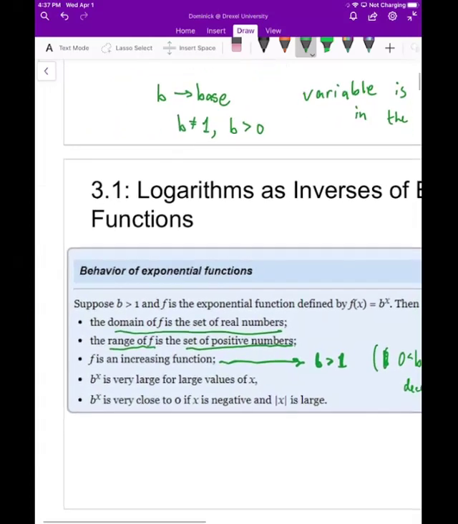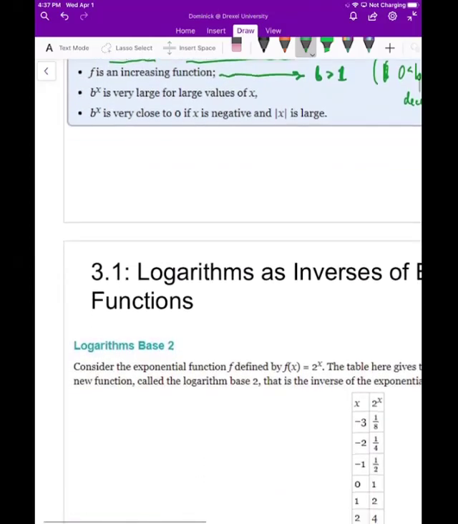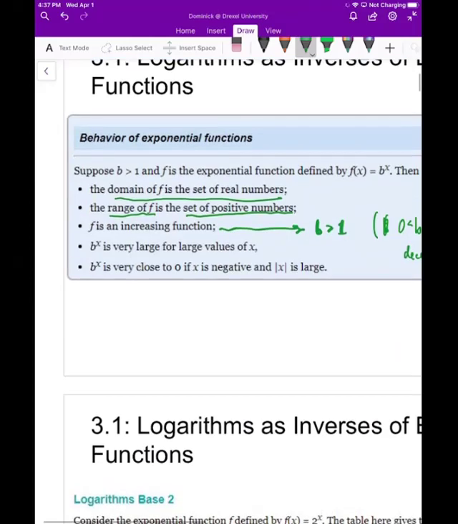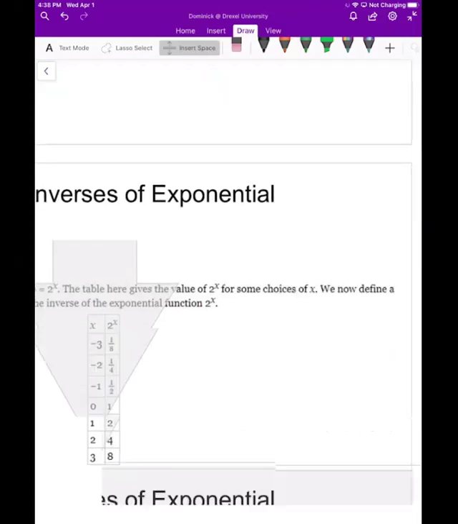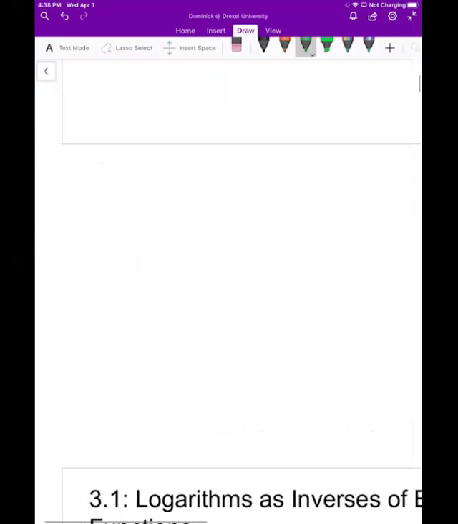Right, and then some other properties is that your exponential is very close to 0 if x becomes negative and your absolute value of x is large. So if you have a large negative number, your exponential is going to get close to 0, but never quite reach it.